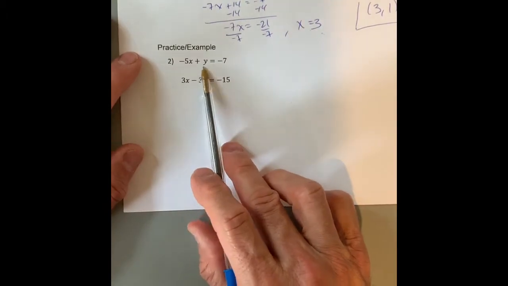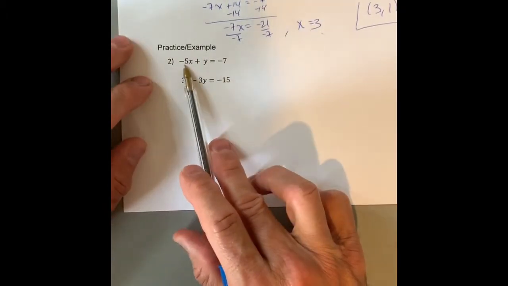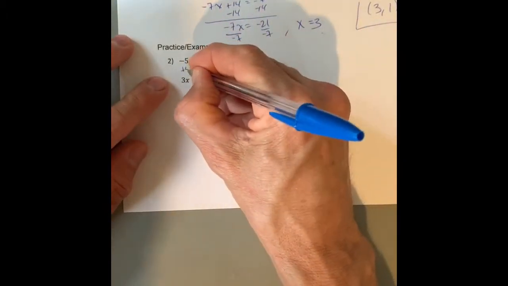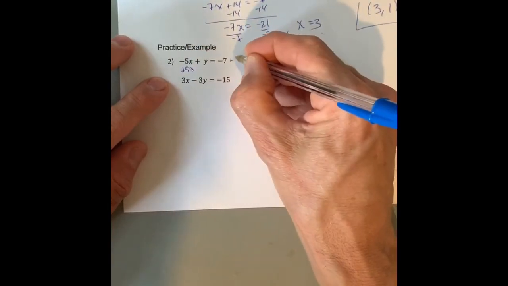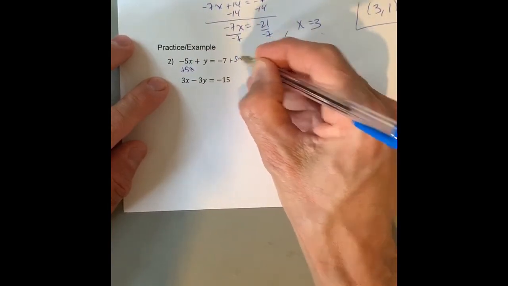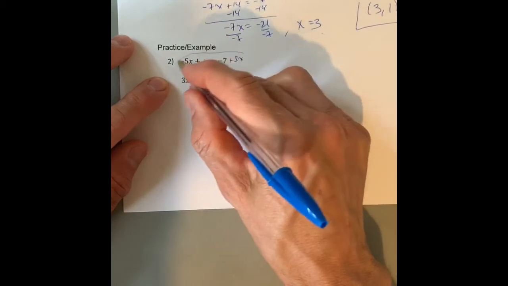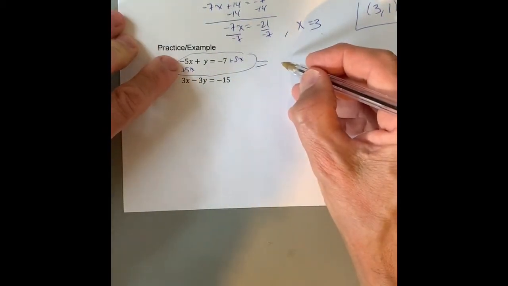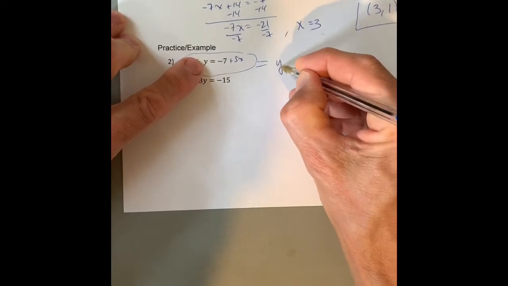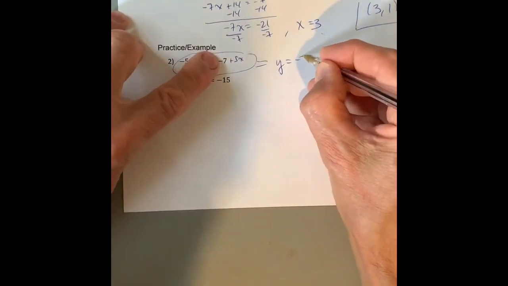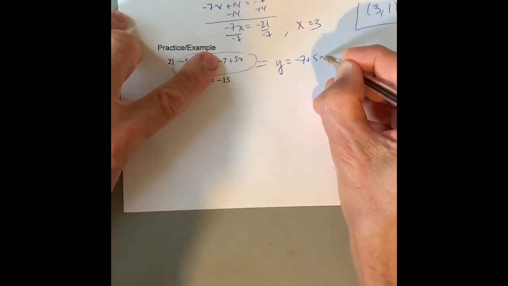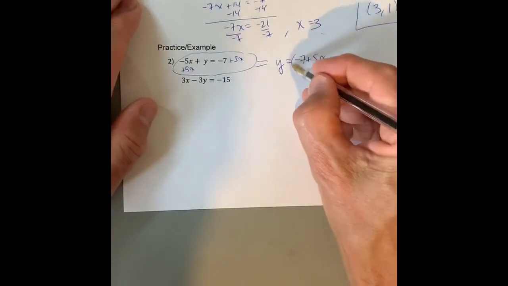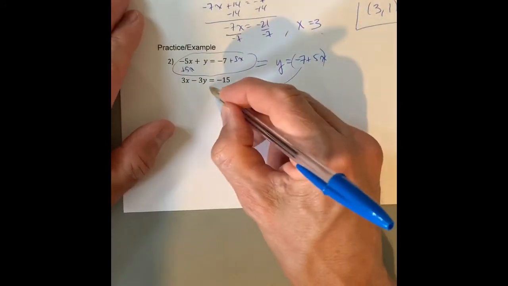I've got a y all by itself again, so I'm going to move everything else. So I'm going to move plus 5x and add 5x there. So now if I rearrange this equation, what have I got? Well, on the left-hand side, the minus 5x is gone. I've still got y. What's on the right? Minus 7 plus 5x. Well, now I know what y is equal to, so let's substitute it into there.